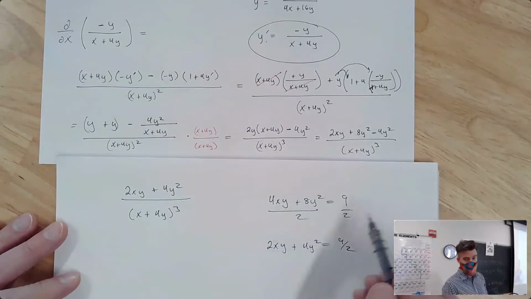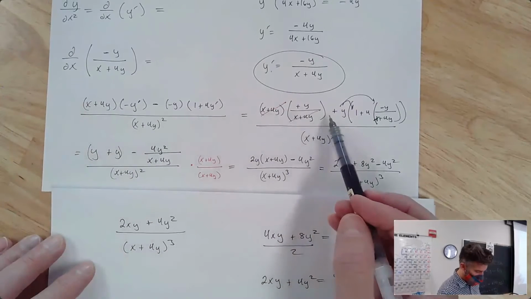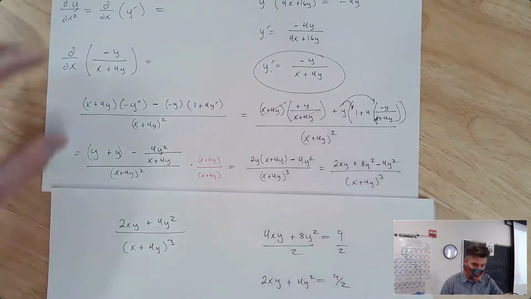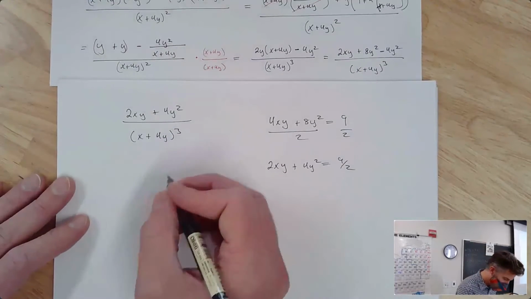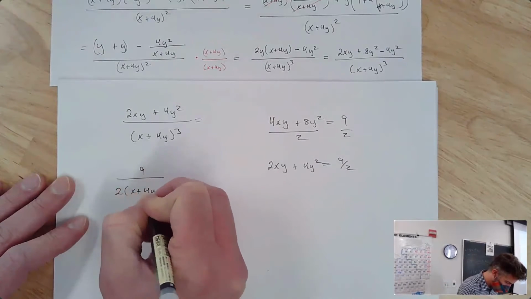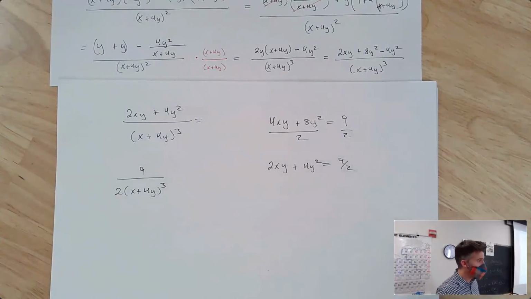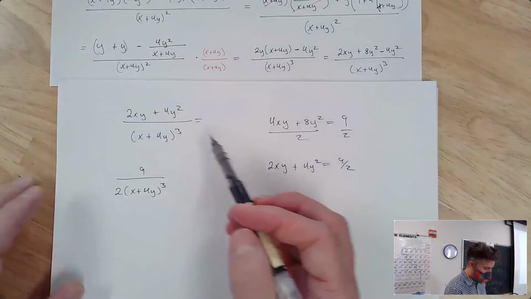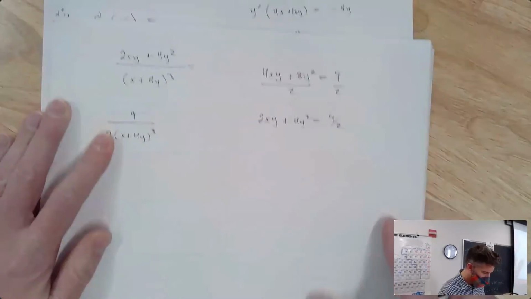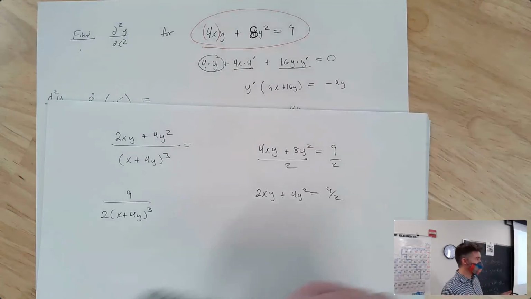So if you were doing this problem and you got to right here, which is a totally fine place to stop in my mind, and then you looked in the back of the book, the book answer might be something like 9 over 2 times x plus 4y to the third. And you might be like, how the heck did they get that? This is how. They did all the simplifying, and then they saw, oh, look, my original equation is essentially popping back up. That's what they're doing when they make that simplification.